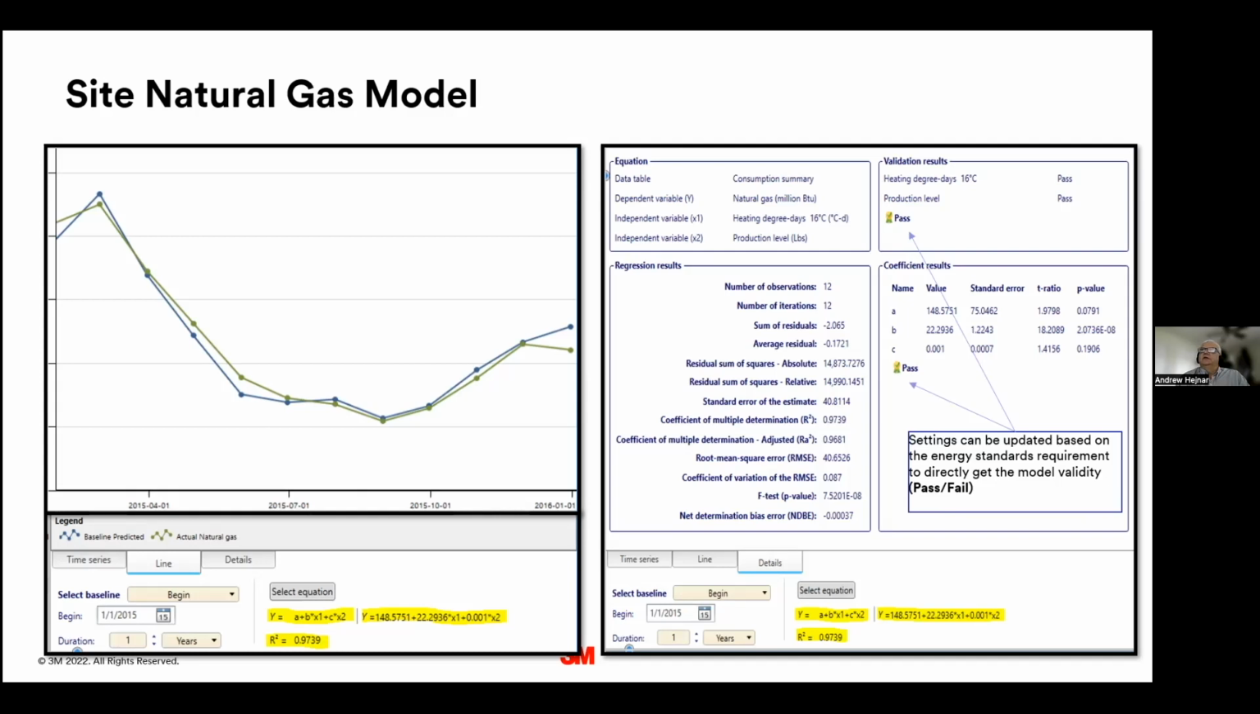And then we have validation results being passed. So this is a new feature to RETScreen. It's been around for a couple of years maybe. We asked RETScreen to include Superior Energy Performance measurement and verification protocol data or requirements to allow us to see if that measurement and verification protocol is met. And when it's met, we get this pass indicator that the model is strong.